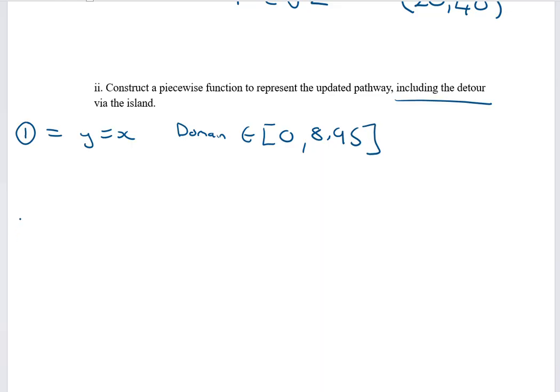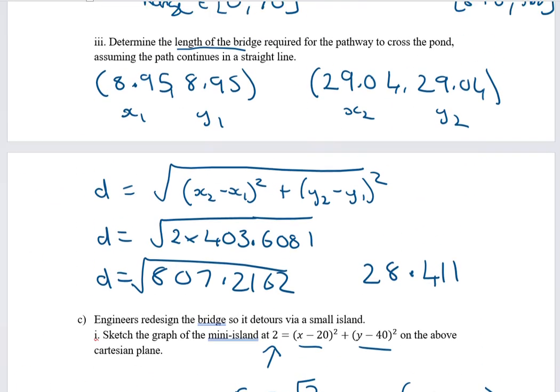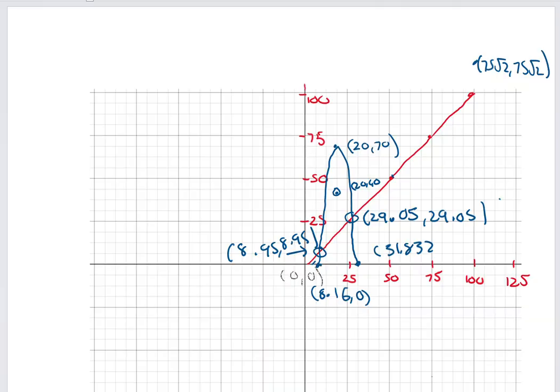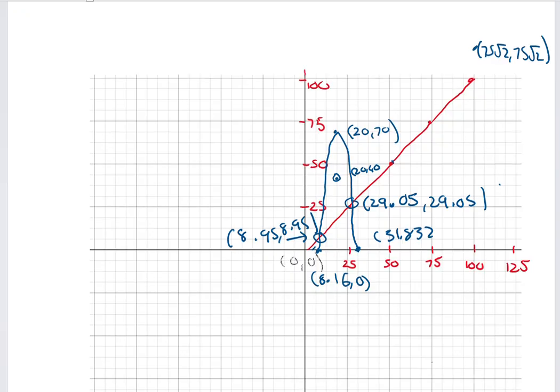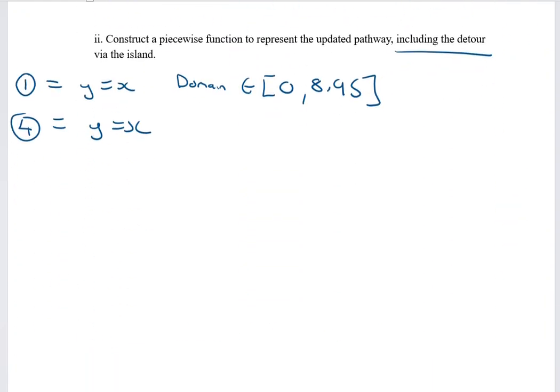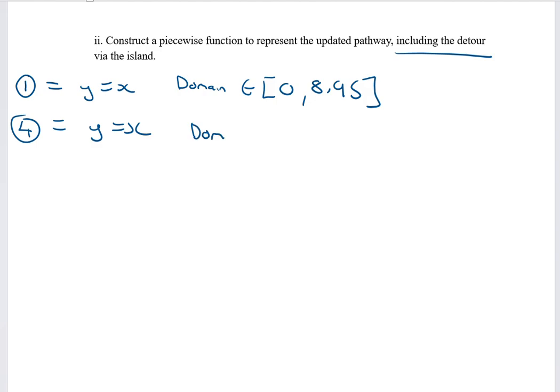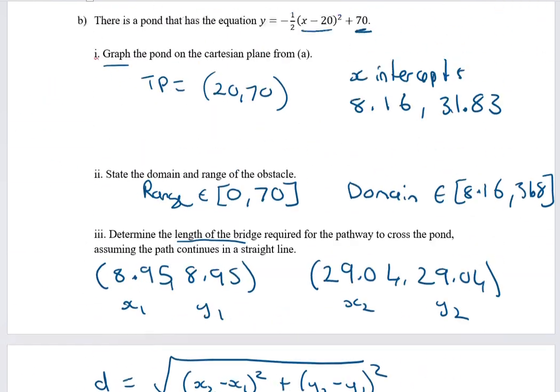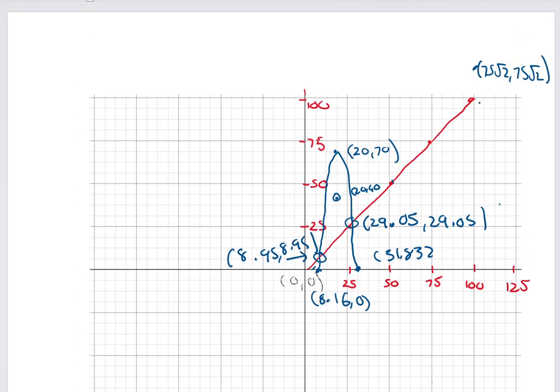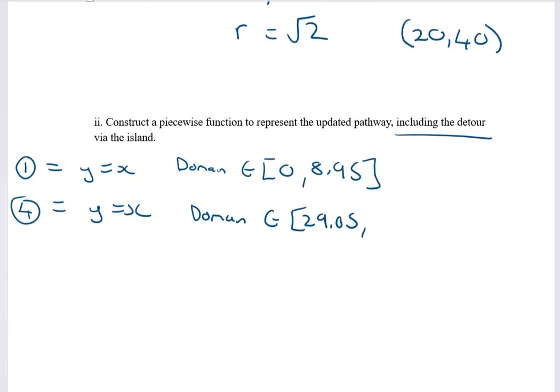The fourth equation that we already have is the same one, y is equal to x. And again, I will go back, and that is starting at this intersection here of 29.05 and is continuing. Now, this continues up until the end of my domain, which is 75 square root 2.